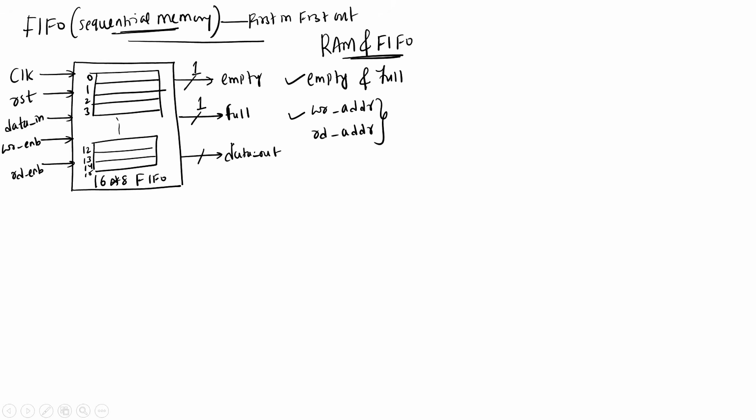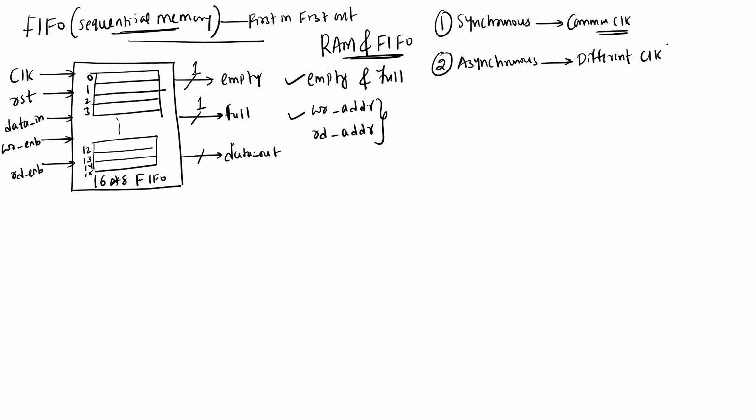There are two types of FIFOs. One is synchronous FIFO. Synchronous FIFO means a common clock, only one clock will be there. And next is asynchronous FIFO. Asynchronous FIFO means there are two modules operating at different clocks. This is a separate topic. We call this CDC, clock domain crossing. So two modules operating at different clocks, that we call clock domain crossing.